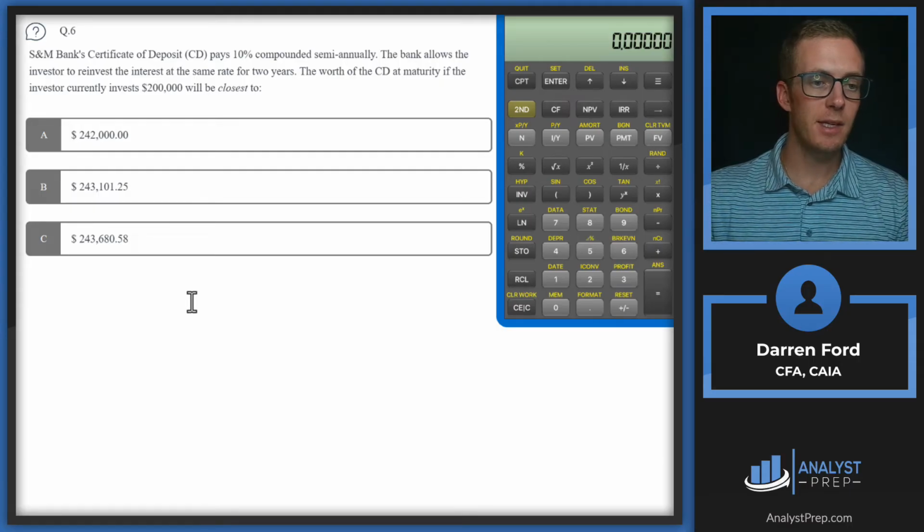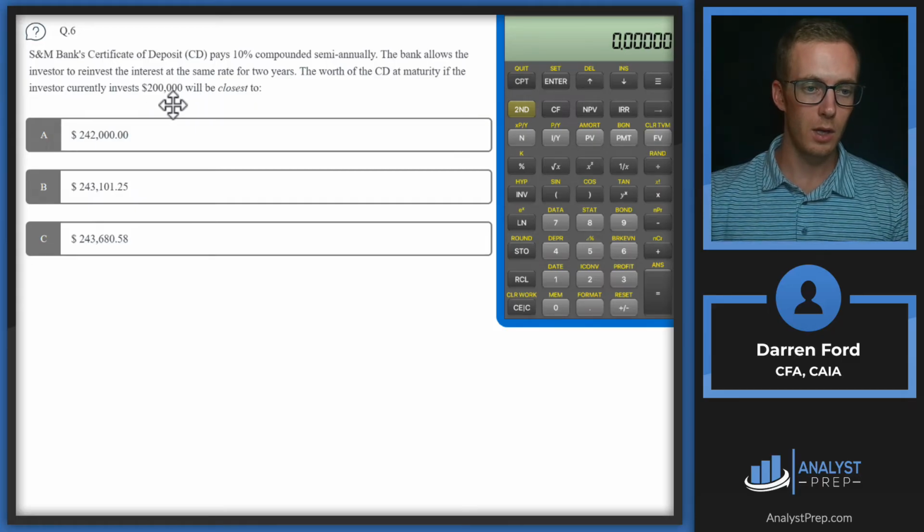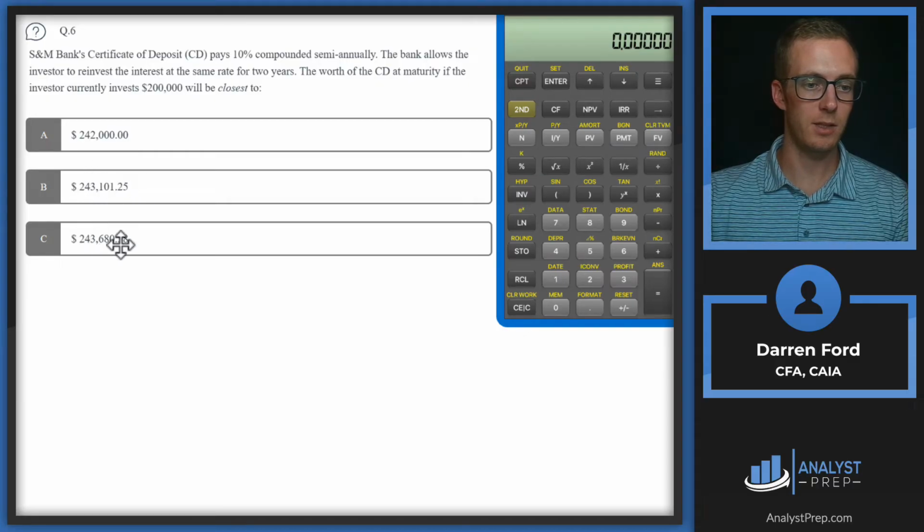Question 6. S&M Bank's certificate of deposit pays 10% compounded semi-annually. The bank allows the investor to reinvest the interest at the same rate for 2 years. The worth of the CD at maturity, if the investor currently invests $200,000, will be closest to $242,000, $243,101, or $243,680. So I've just got the calculator up here, and I'll walk you through plugging these into the time value of money functions to get your answer.